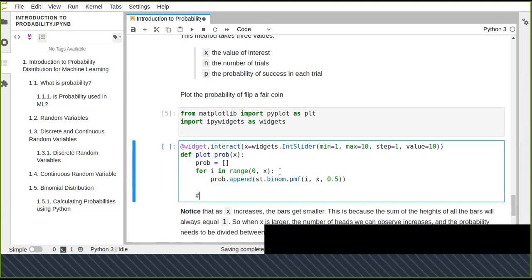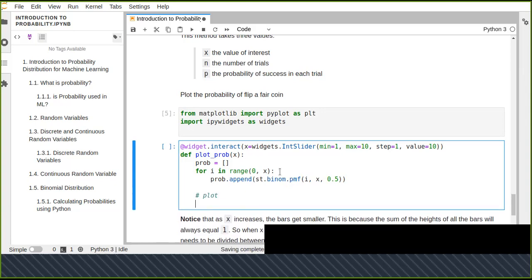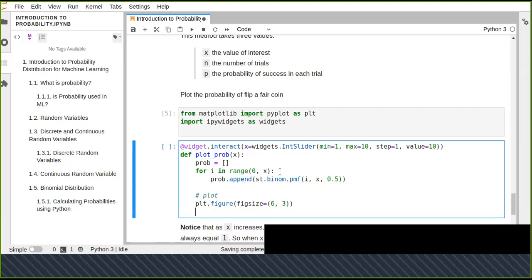Then let's plot this. probability.figure with a fixed size. Let's say the fixed size, for example, 6 by 3, where width is 6 and the height is 3. That is 600 by 300.